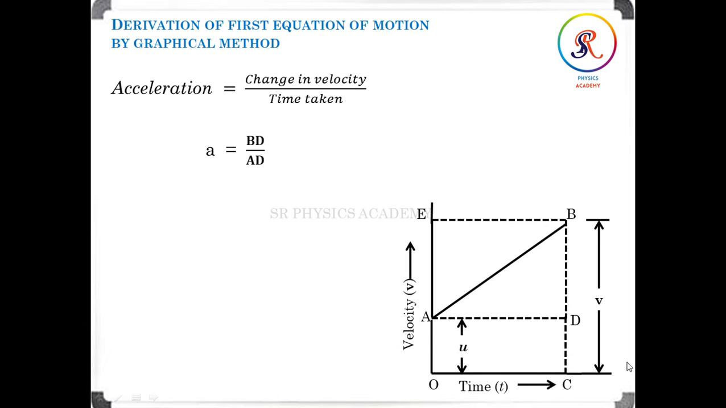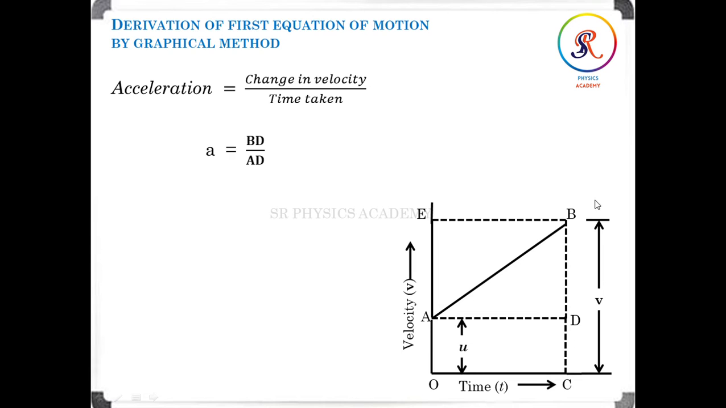Now according to the graph here, acceleration, symbol A, equal to change in velocity. What does it mean according to this graph? In this graph we have to calculate the slope. Slope is nothing but acceleration. So in this case, what is the initial time? The initial time is starting at 0.